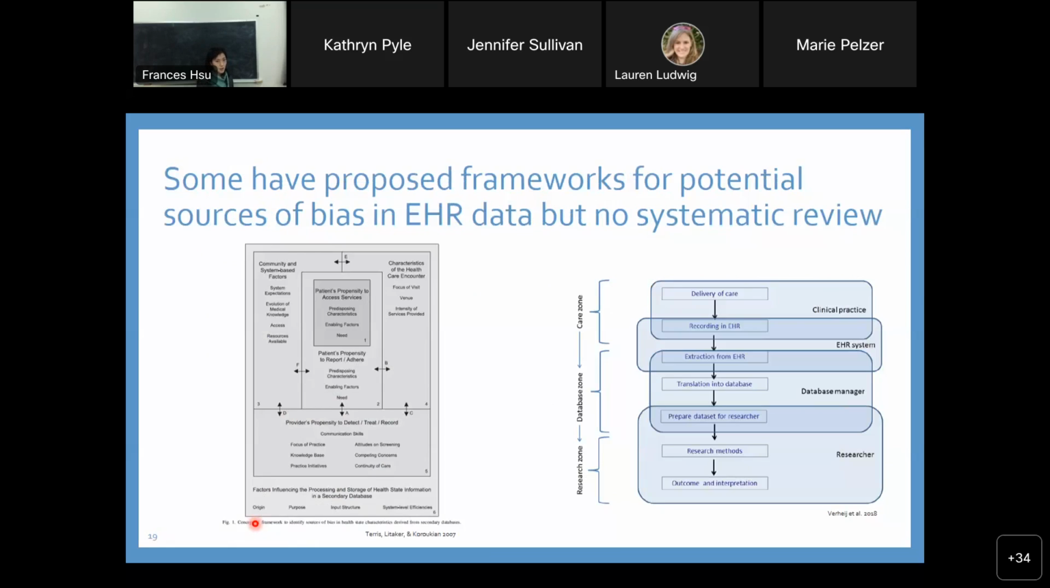My preliminary literature search only identified two potential good frameworks for evaluating biases in EHR data, but no systematic review. The framework on the left here by Terrace et al. identifies where bias could occur in the healthcare process. Meanwhile, the Dutch group was funded by the European Commission to develop a core information architecture for the European learning health system, primarily based on EHR data. Their framework captures the entire data pipeline from data generation during clinical practice to storage and database and extraction for research. These are good foundational frameworks, but do not highlight specific biases that researchers should be aware of.